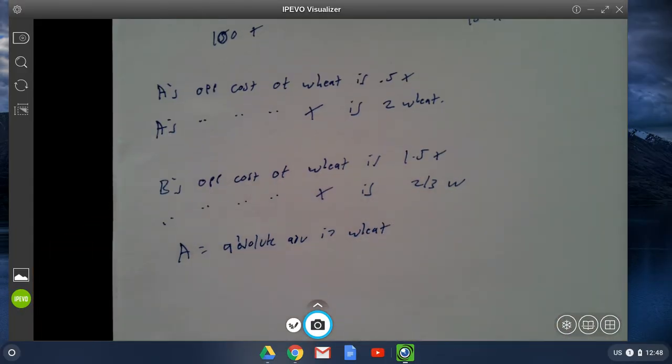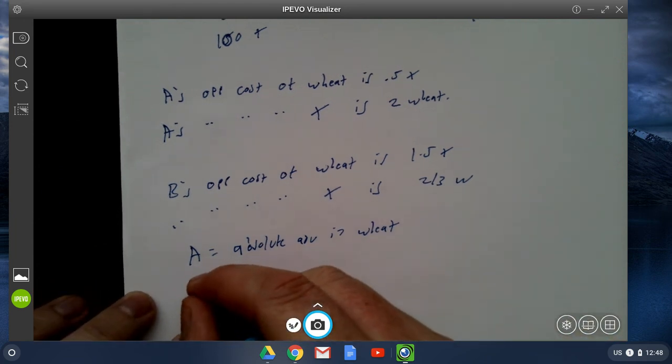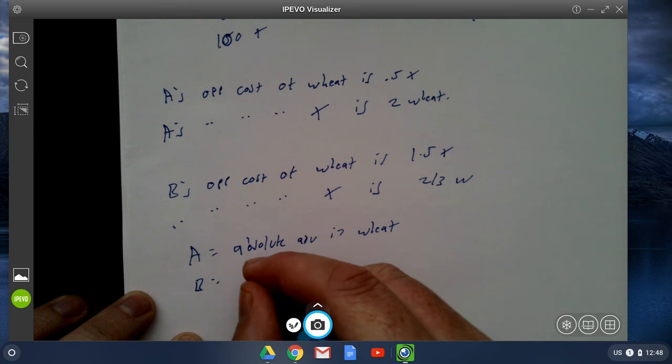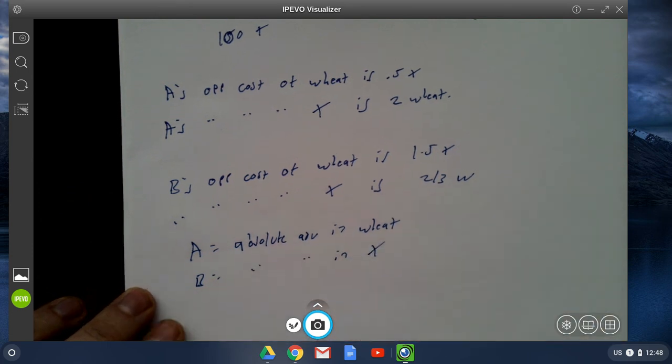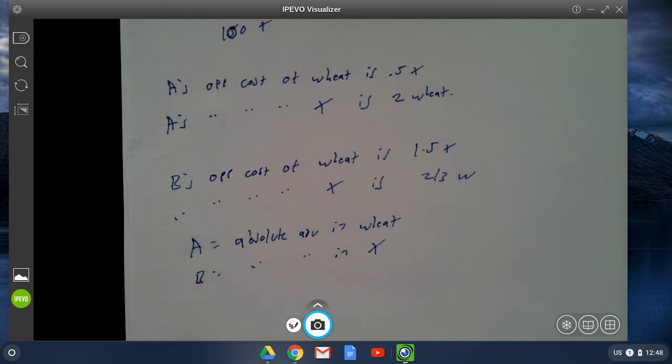Then we look at the other way. So country A, the maximum amount of wheat they can make is 100, while country B, the maximum they can make is 150. So country B has the absolute advantage in product X, whatever we want to call it.